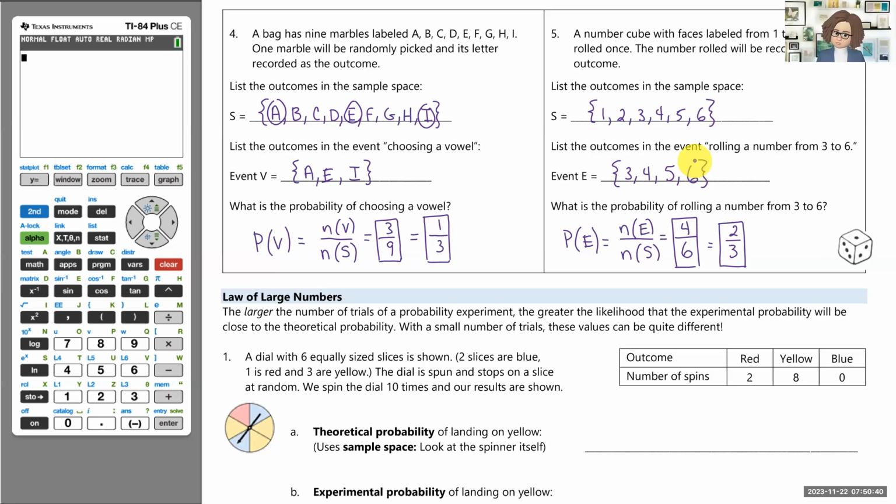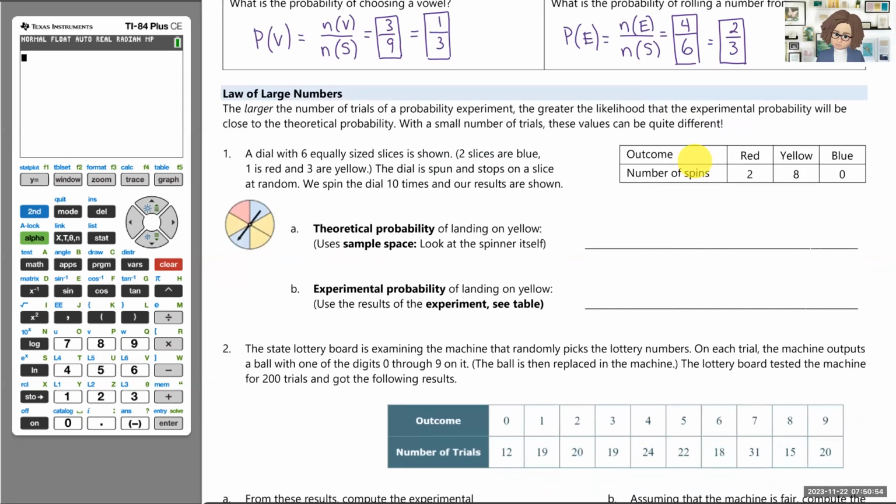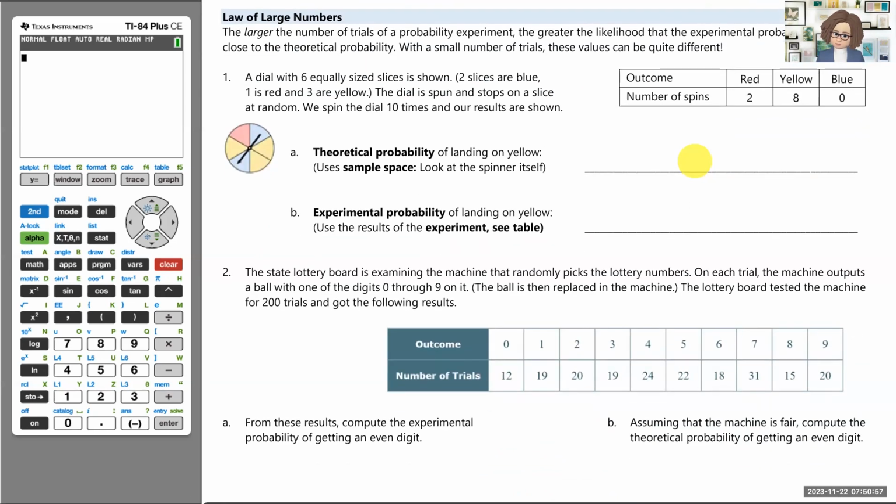Okay, so next what we'll do is take a look at the relationship between this theoretical probability and the experimental probability we learned earlier, and we will address what's called the law of large numbers, which we'll get to in a second, but let me jump in with this example first. All right, so I have a dial, a spinner, a dial. It has 6 equally sized slices. 2 are blue, 1 is red, and 3 are yellow. The dial is spun, stops on a slice at random, and we are going to spin that dial 10 times, and the results are shown here in our table.